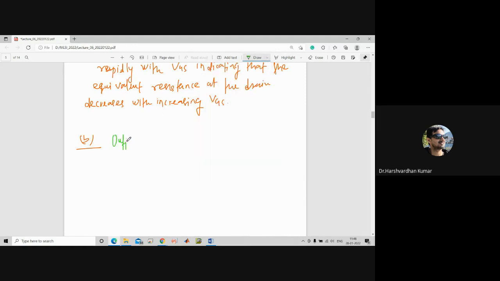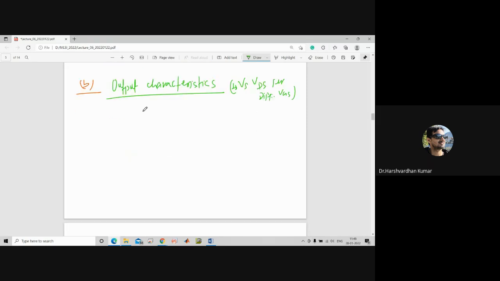So the output characteristics will be ID versus VDS for different VGS. First let us draw the characteristics so that you can understand what happens in the case of the output characteristics.